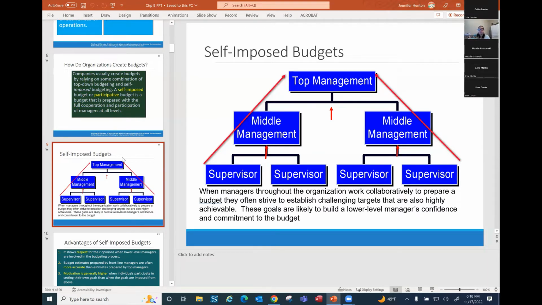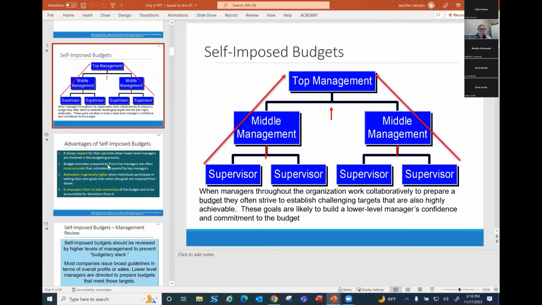Usually upper management are the ones who are able to make the decisions, maybe make changes to those budgets to come up with the final numbers, because top management usually has that final say. So they'll take the input and make decisions based on that.